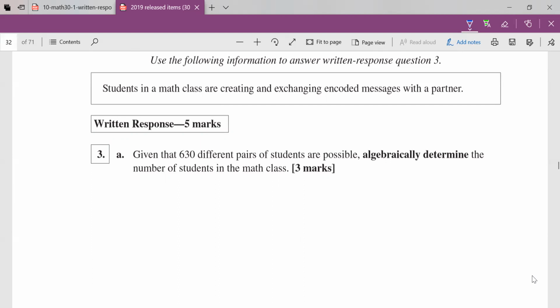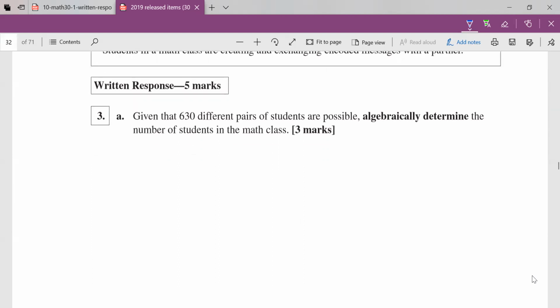So again, show me your work is what that means. First thing we have to determine here is, does order matter? We're making these different pairs, given that there's 630 different pairs of students. Does it matter how the students are paired together? No, it's like the handshake question. How I shake someone's hand doesn't matter. The order doesn't matter, right? So this is the same idea. There's 630 pairs of students. The ordering of those pairs of students doesn't matter.